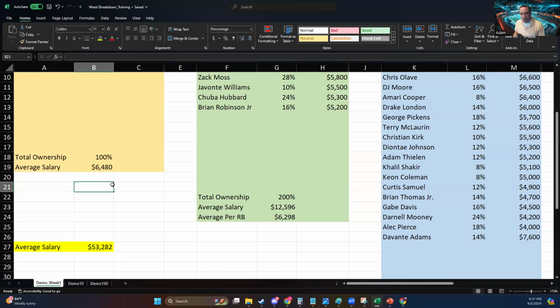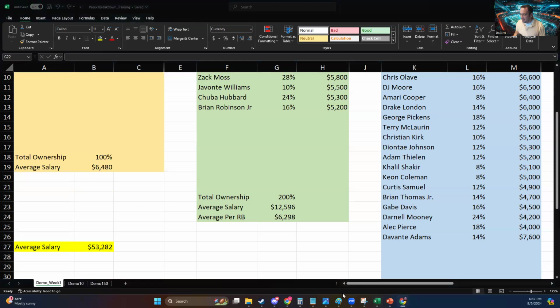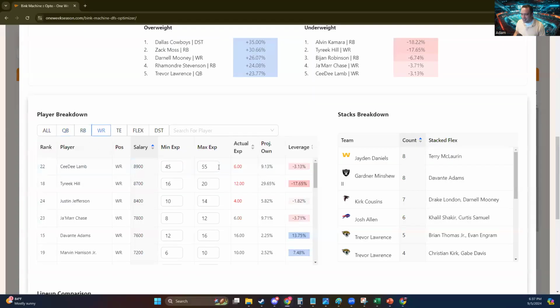And so the Bink Machine is effectively telling you it had to make some really hard concessions, like CD Lamb 6%, when you wanted 50%. You had to make some really hard choices. And its choices are I've got to remove the high priced guys so I can fit the salary cap. So you've got to fix this.